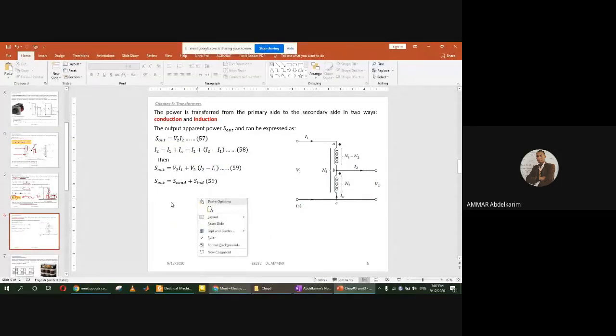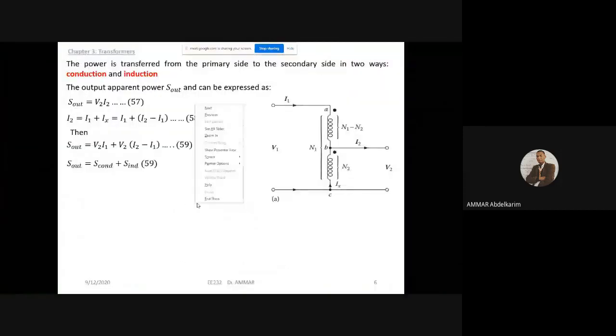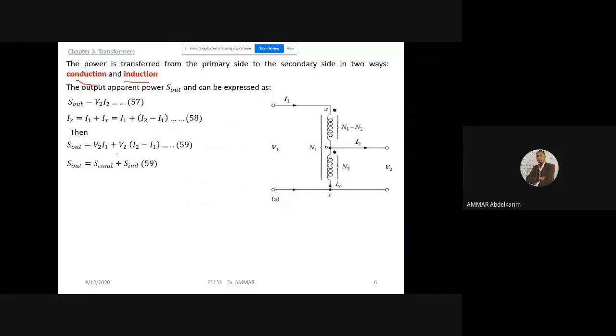So here, I said that this part is just some kind of definitions. The power here has been transferred by conduction and induction, and the power of the conduction is V2 times I1, plus the power of the induction is V2 times I2 minus I1.